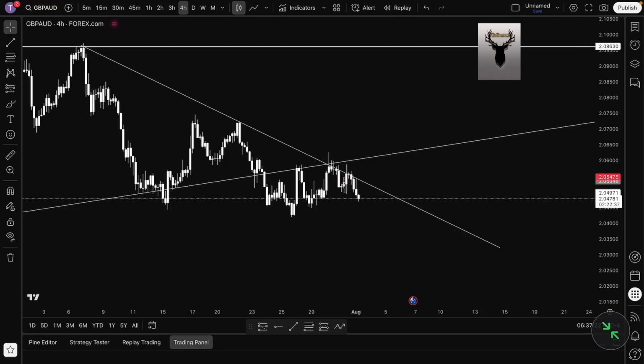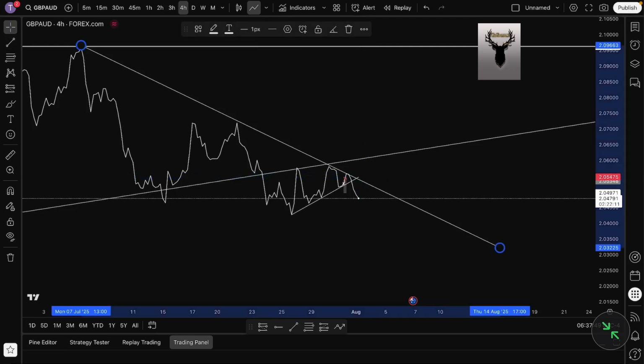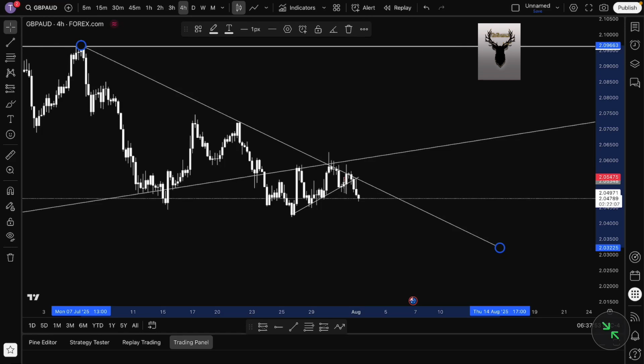Another thing that can give you more confidence that we are selling GBP AUD right now is this trend line. You see this swing point, this low. When you connect it with this one, you see it has broken this, and that gives us another confidence that yes, we are ready to sell.